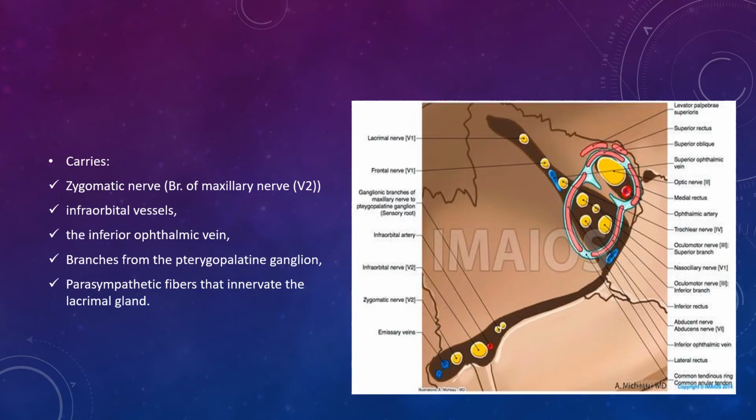What all is transmitted through the inferior orbital fissure? The zygomatic nerve, which is a branch of the maxillary nerve, the infraorbital nerves and vessels, the inferior ophthalmic vein, the branches of the pterygopalatine ganglion because it is connected to the pterygopalatine area, and the parasympathetic fibers which innervate the lacrimal gland. So these are all the things, right?